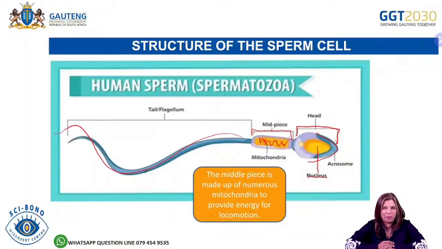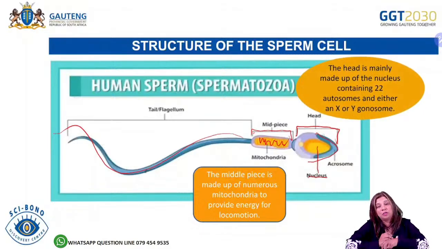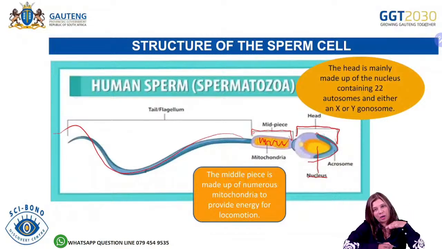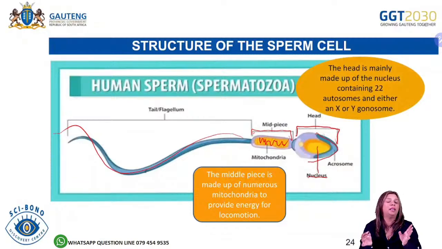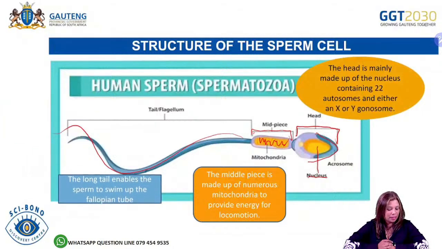So let us go over our functions once again. We know that the head is made up of the nucleus. Okay, there's the head. It's made up of the nucleus. It has 22 autosomes. And it has either an X or Y gonosome, because we know that in males we are dealing with X and Y, and in females we are dealing with X. Okay, and then there we go. The long tail enables the sperm to swim up the fallopian tube.